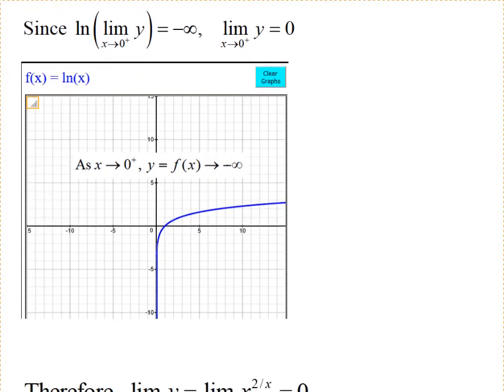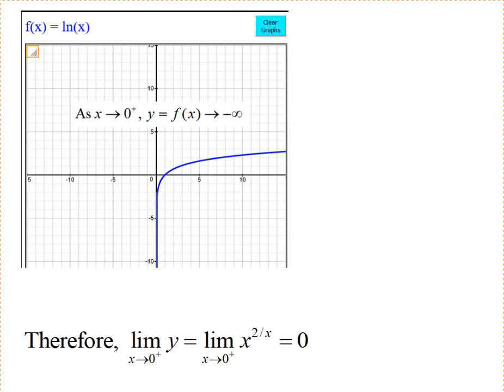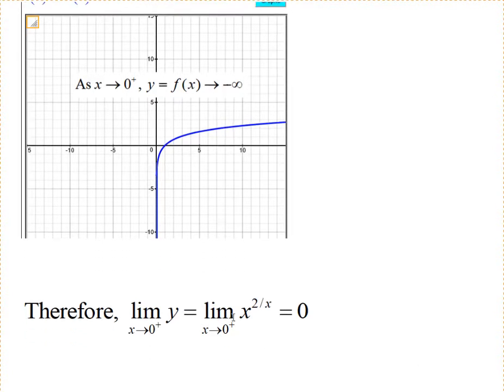But y is our original expression. y was x to the 2 over x. And therefore the limit of x to the 2 over x as x approaches 0 from the right is 0.